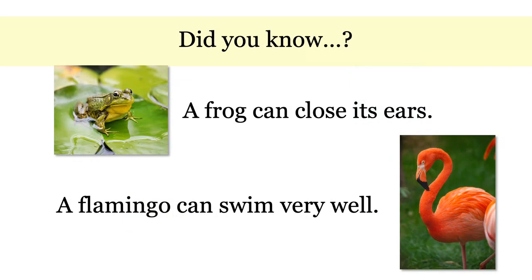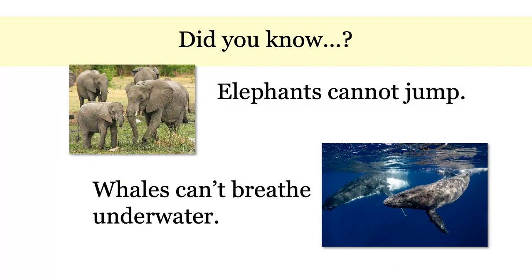Here are some more examples. Did you know a frog can close its ears? A flamingo can swim very well. Elephants cannot jump. Whales can't breathe underwater. Okay, now we have negatives, cannot and can't. They mean the same thing. Can't is just a contraction.